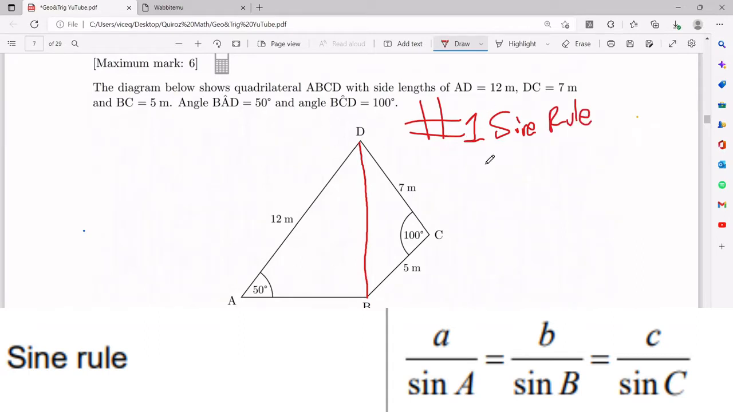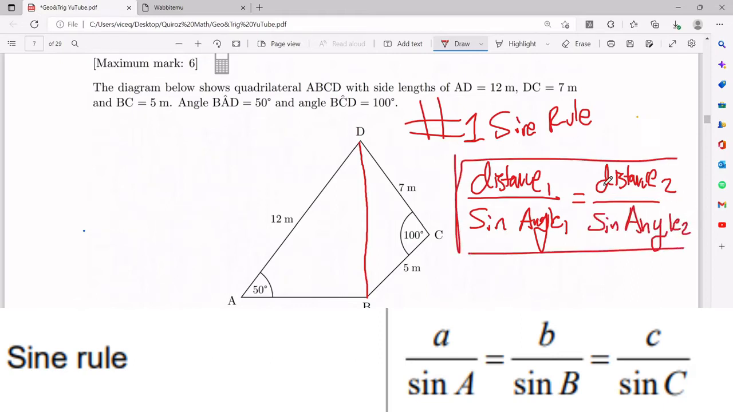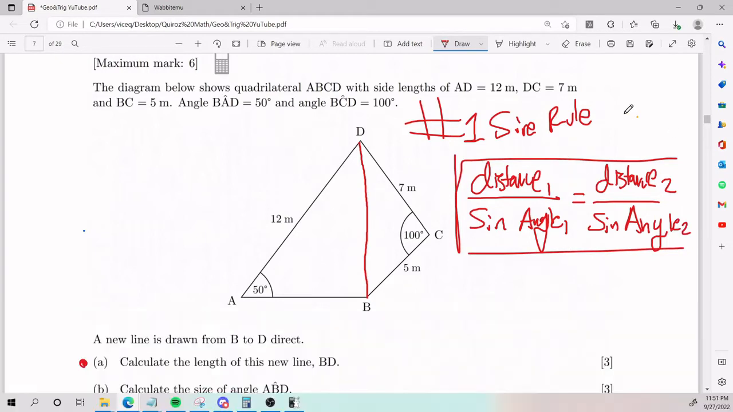Let's remember that the sine rule asks for a distance divided by a sine angle, equaling another distance, right? So I'm going to call this distance 2, this one distance 1, angle 1, divided by sine angle 2. So this is mega intuitive, how the sine rule works. You need a distance paired with its angle equaling another distance paired with its angle.